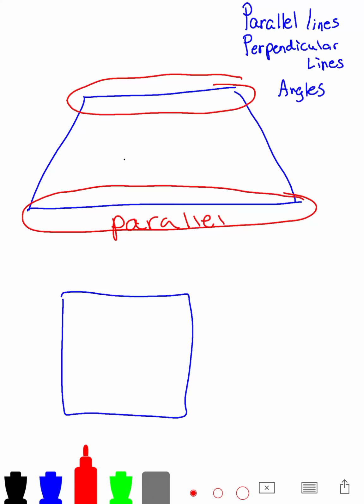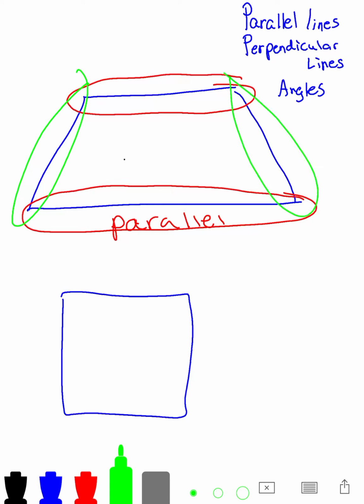Now if I look at the other two sides, these lines would eventually cross each other, but they don't meet at a 90-degree angle, so they do not have a label at all. And if we look at the angles that this shape has, these two angles are larger than 90 degrees, so they would be obtuse. And the two angles down here are smaller than 90 degrees, so they would be considered acute.